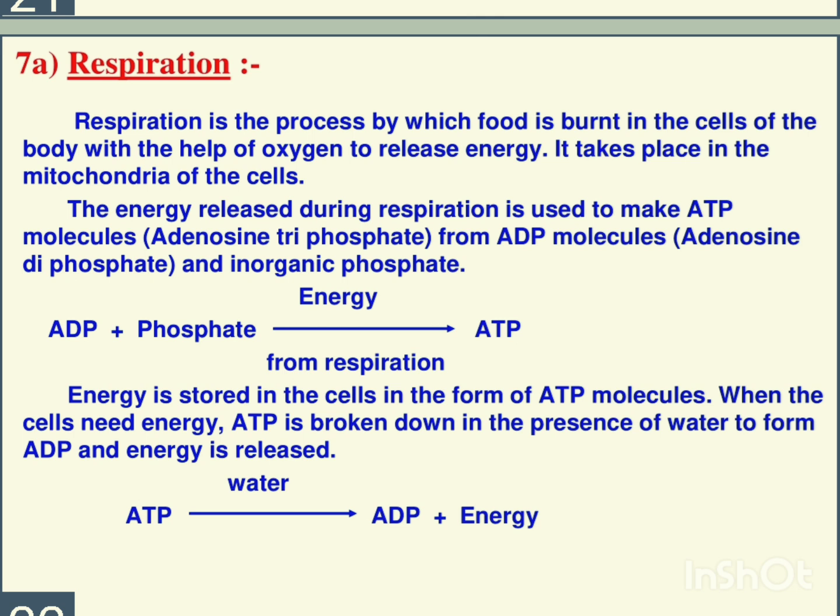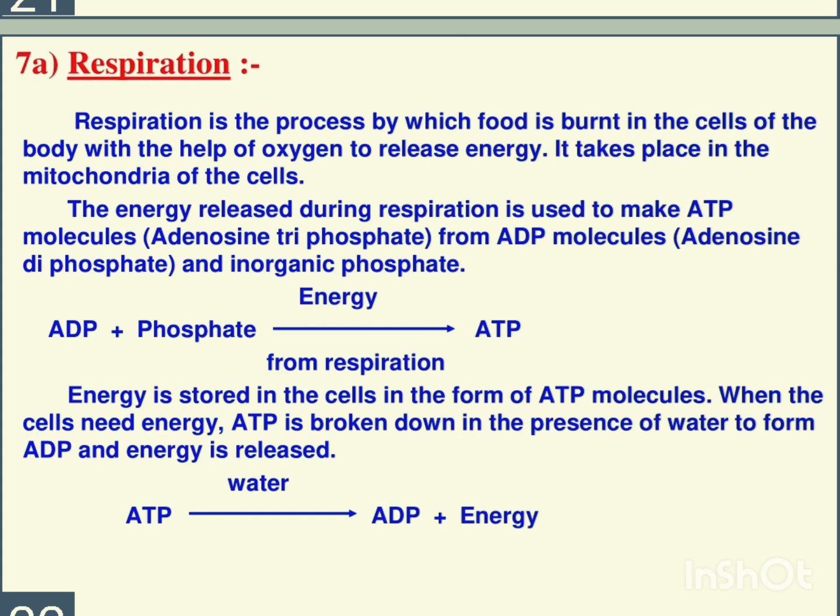We have different types of respiration also. Respiration is the process by which food is burnt in the cell with the help of oxygen to release energy. This is done in the mitochondria, which is called the powerhouse of the cell. ADP plus phosphate gives rise to ATP. Again ATP is divided into ADP plus energy. This equation you have to remember about respiration.